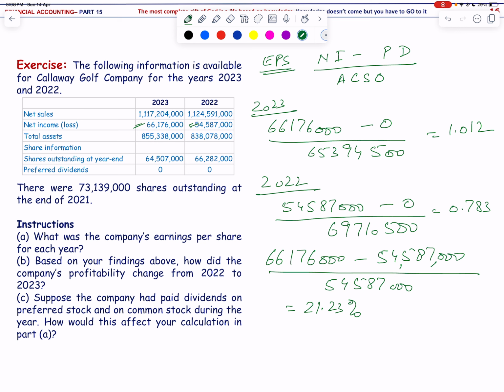And what else? We go to number C. Suppose the company has paid dividend on preferred stock. I would simply remind you to please verify this number. I have doubts if I have calculated correctly. Then suppose the company had paid dividends on preferred stock and on common stock during the year. How would this affect your calculation in part A?